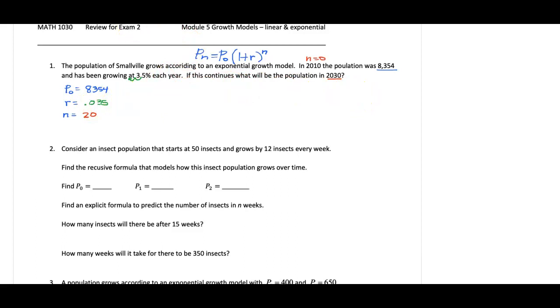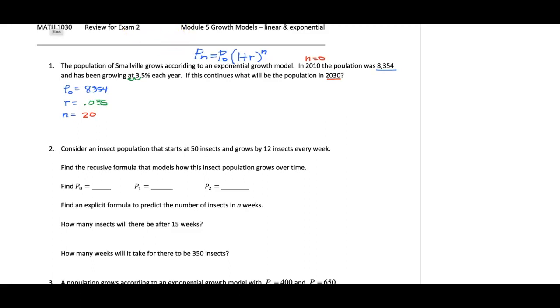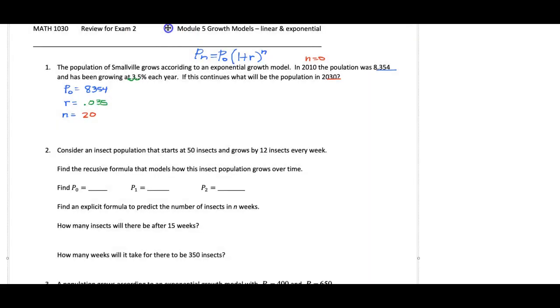All right, so now if I put this in, hold on just 1 second. Okay. So if we have this, we'll have P sub n equals our P sub 0, which is 8354, times 1 plus my rate, which on this one is 0.035, and then raised to the 20th power.